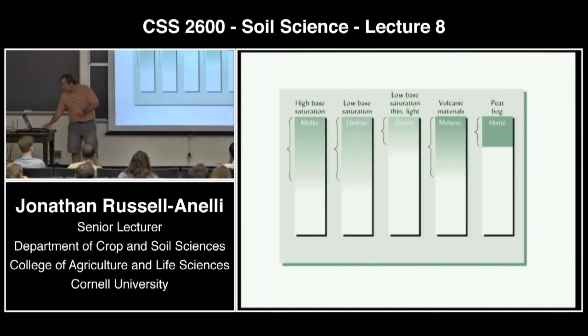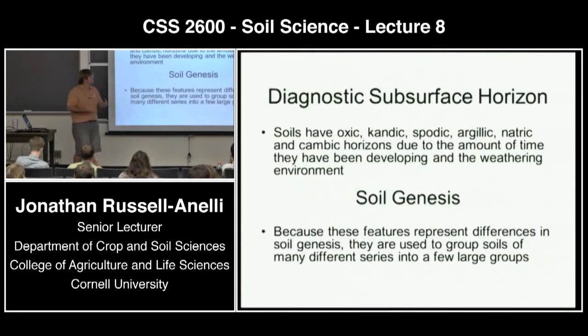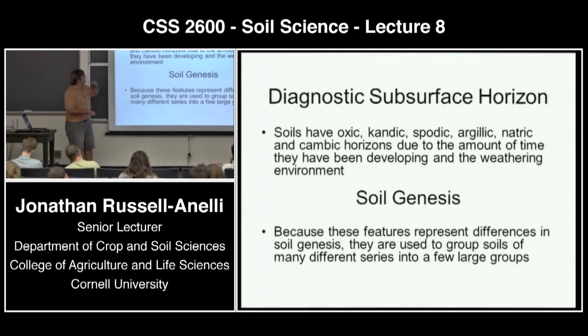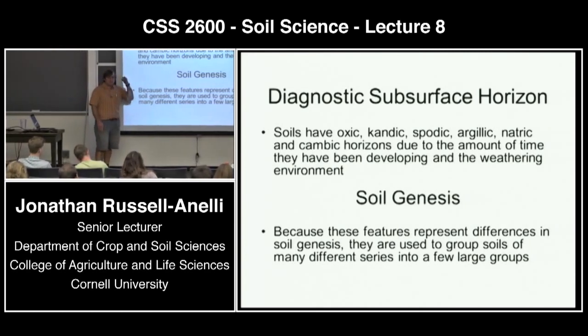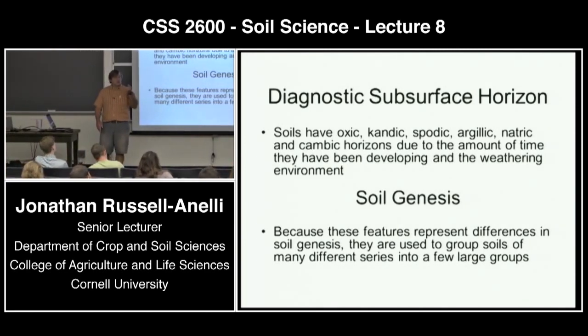Okay. So these other diagnostic horizons, we call these diagnostic subsurface horizons. There's more of them. Soils that have oxic, candic, spodic, argillic, natric, and cambic horizons, these features are diagnostic due to the amount of time they have been developing, just like the evolution of us. This is where soil genesis comes back in.